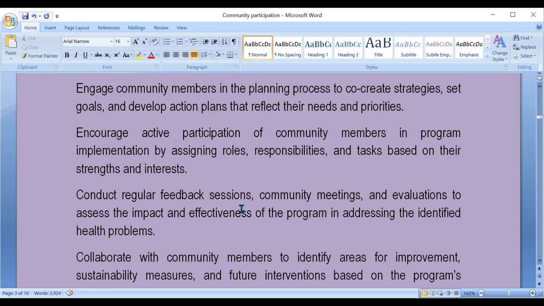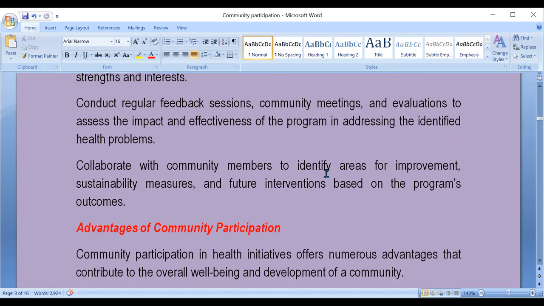Conduct regular feedback sessions, community meetings, and evaluations to assess the impact and effectiveness of the program in addressing the identified health problems. In immunization, we call it the evening review meeting. At the evening review meeting at the LGA level, the OIC will talk with the teams. How far? What did we see in the field? Were there rejections? Were there AEFI cases? This is regular evaluation, so that they will be following up.